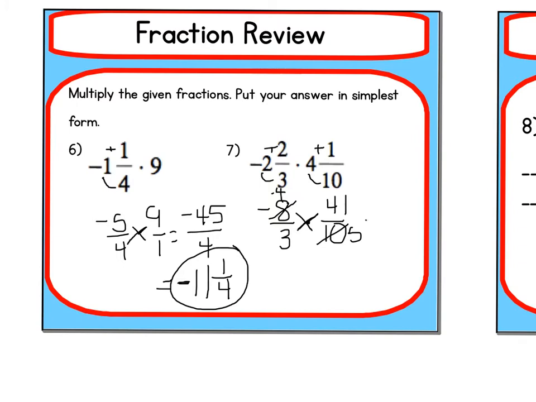So now I can see the bottom times bottom is going to give me 15, but on the top times top, I'm going to come down here, or just off to the side, and do 41 times 4. 4 times 1 is 4. 4 times 4 is 16, and I have to keep my negative sign, so I have negative 164.